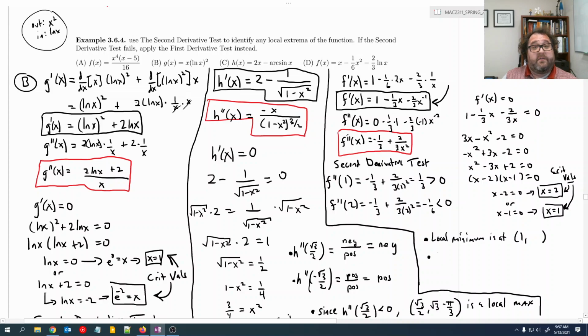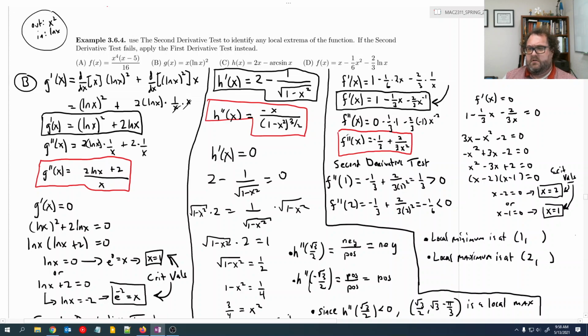And again, the other part of the second derivative test is that if you evaluate the second derivative at a critical value and you get a negative result, then that critical value is the location of a local max. So there's a local maximum at, what was that critical value? 2 comma something. And now all we have to do is go and find the y values.